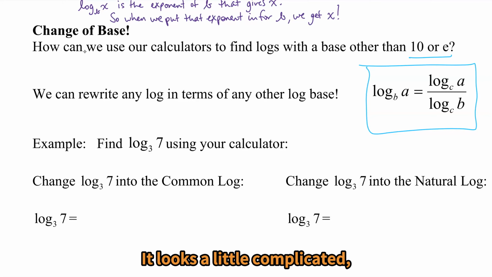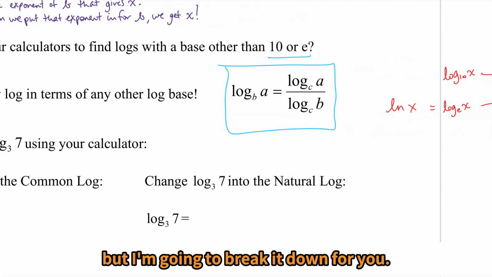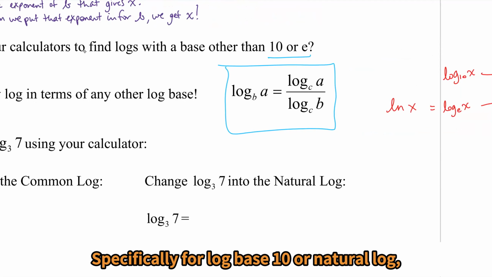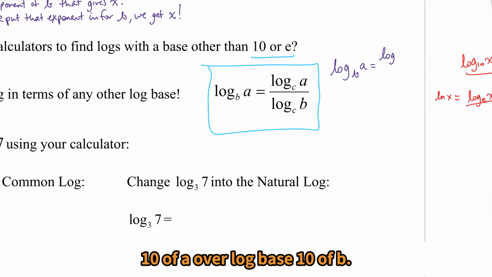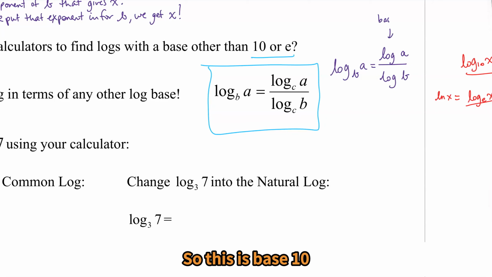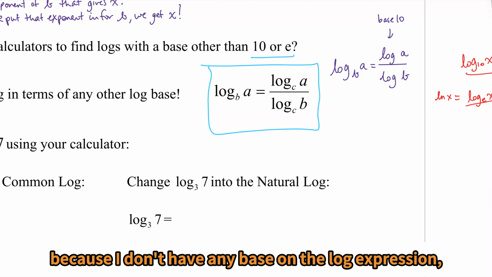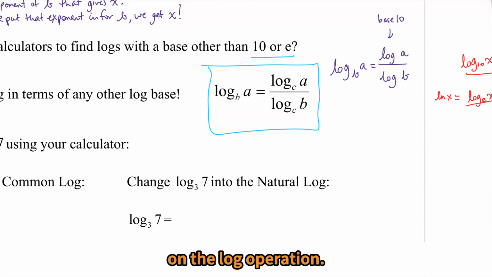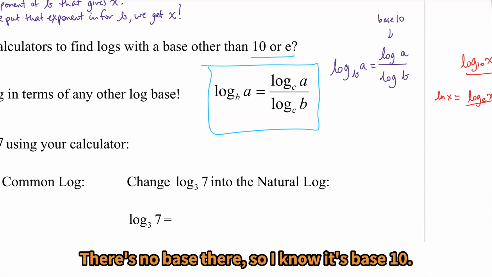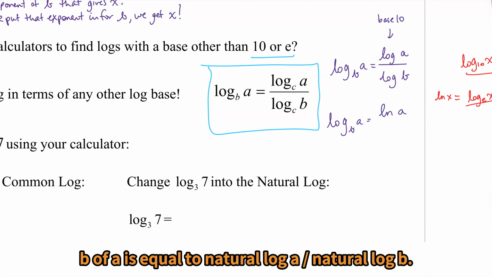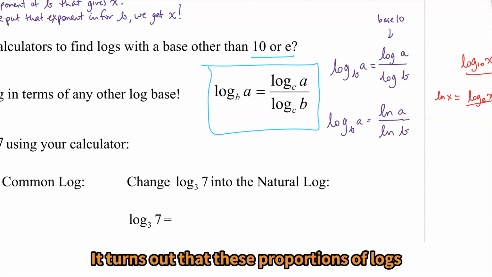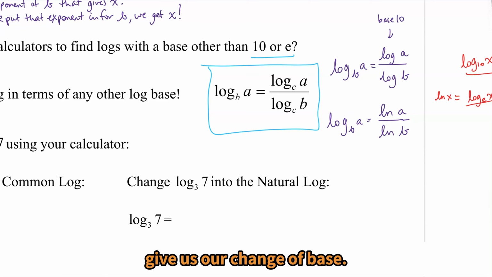It looks a little complicated, but I'm going to break it down for you, specifically for log base 10 or natural log. So for log base b of a, this would be equivalent to log base 10 of a over log base 10 of b. This is base 10 because there's no base on the log operation, so I know it's base 10. I could also say log base b of a is equal to natural log a over natural log b. It turns out that these proportions of logs give us our change of base.